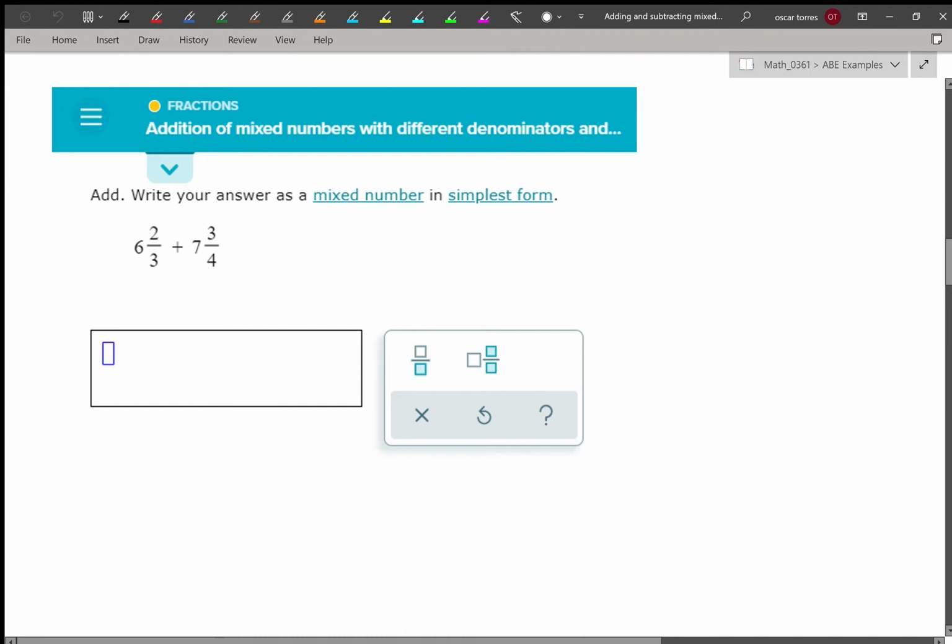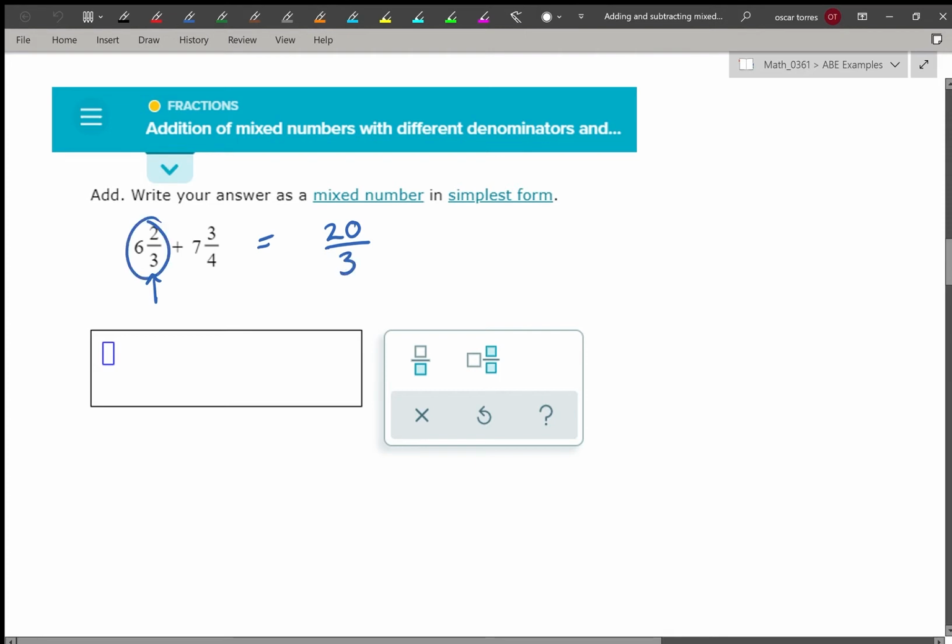So for this problem, we have two mixed numbers. Just like the previous question, I want to go ahead and turn both of these mixed numbers into improper fractions. So we're going to do it one step at a time. First, we're going to focus on 6 2/3. To turn it into an improper fraction, we take the whole number and we multiply it by the denominator. 6 times 3 gives us 18. Now we need to add the numerator to that value. So 18 plus 2 gives me 20. So this expression is really 20 over, and my original denominator is a 3, so it stays as a 3.